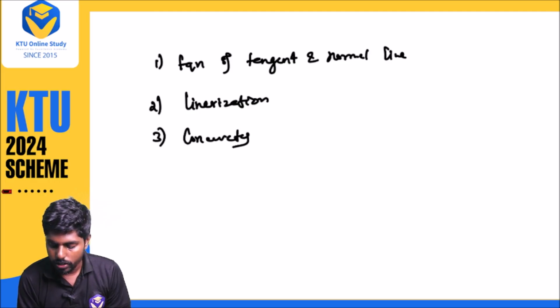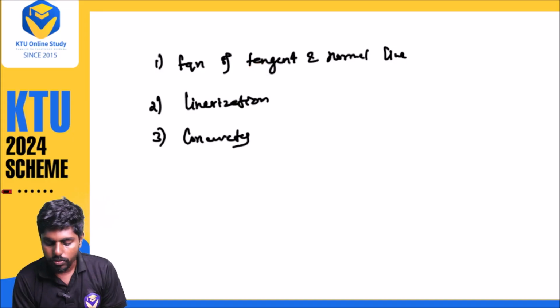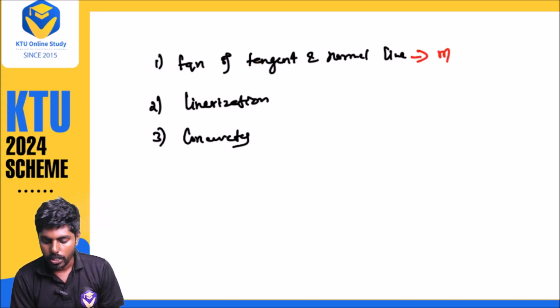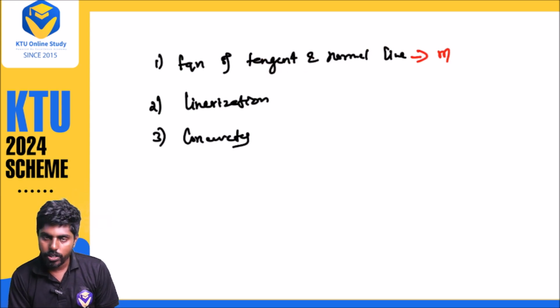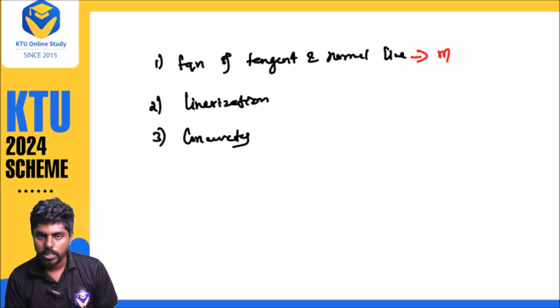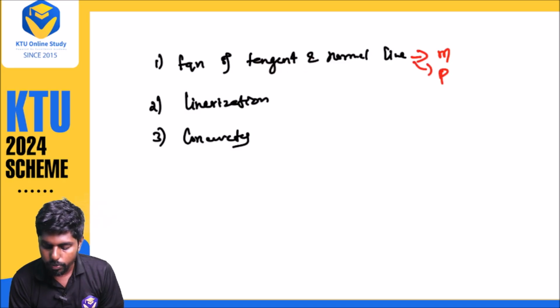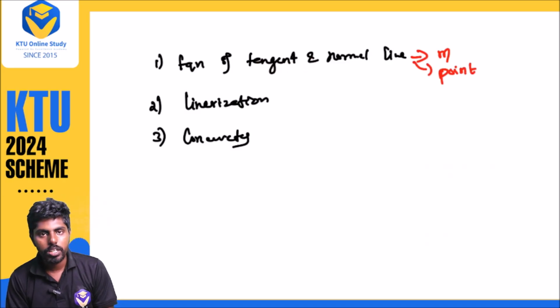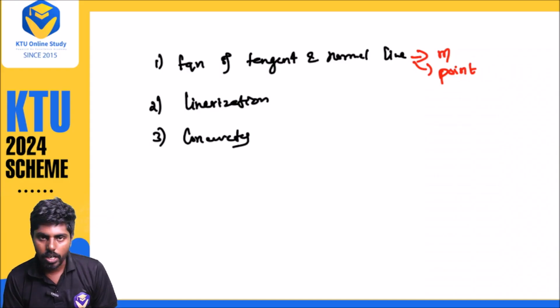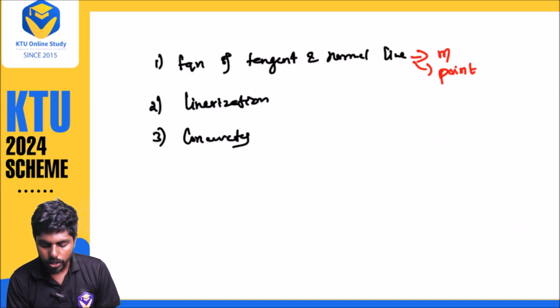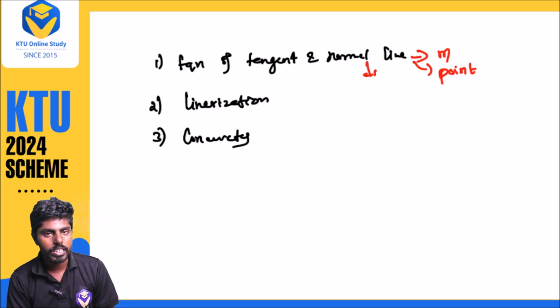In the equation of tangent line and normal line, what do we want to identify? We want to identify m. So m is nothing but the derivative concept, that is dy by dx. Then you also want to identify the point. That point will be given in the question. Using this point, you can use it in the equation of tangent line and normal line.